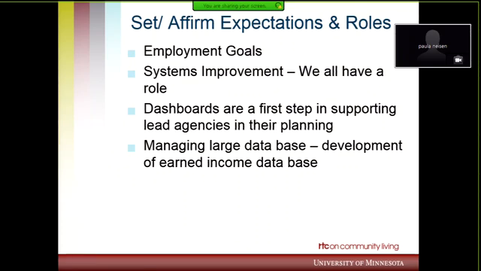These dashboards that we're going to be talking about today are a first step. They were developed to support lead agencies in their planning, and we're looking at all of the other ways in which they could be useful to all of us in terms of how we begin to understand what's happening. And the other step about these dashboards is that we've been giving counties their own earned income database, which is a lot of data. And so the dashboards are a way that we can help to manage a large set of data.